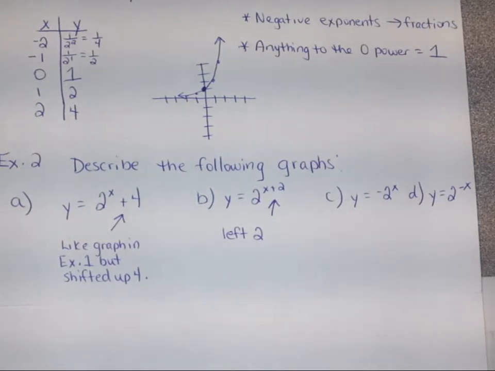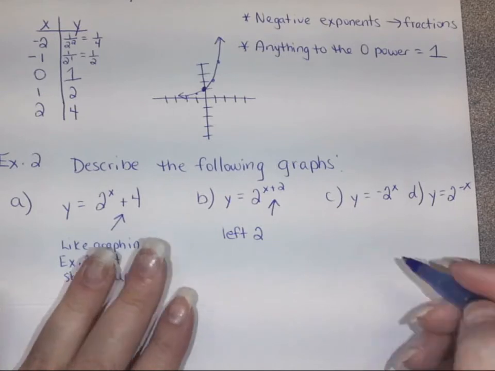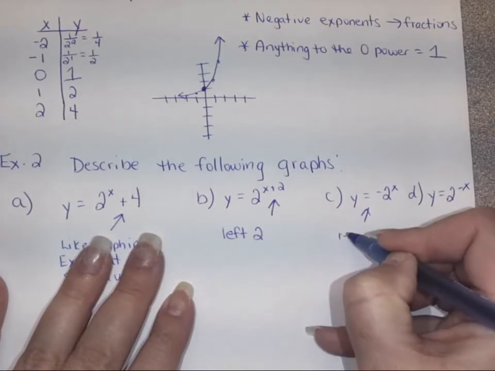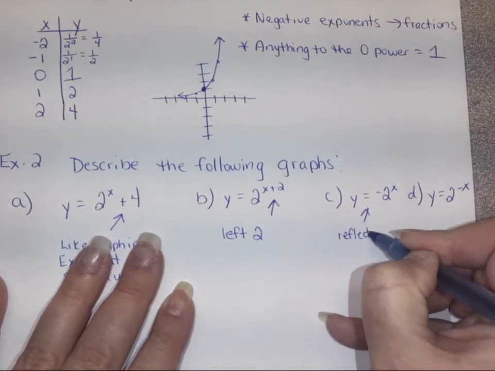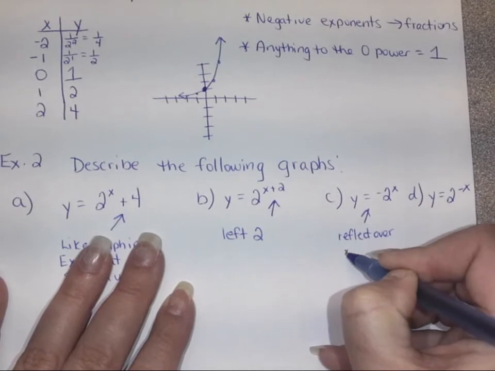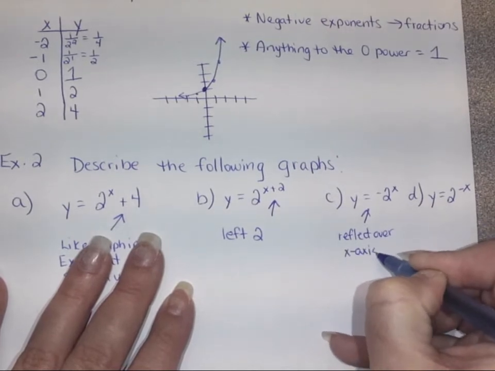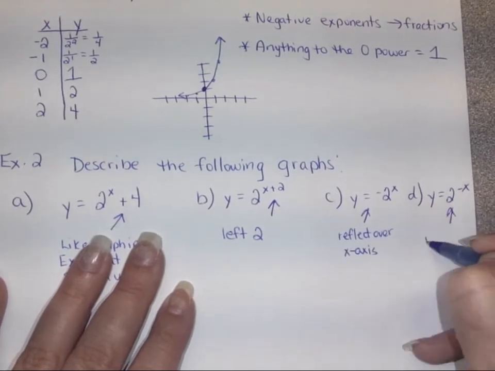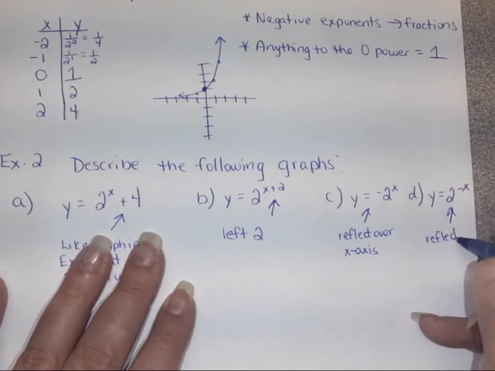And then what about C and D? Both of them are what kind of things? What kind of changes? When you put negative signs in various places, what happens to graphs? They reflect, right? So the one that's in front is a reflection over the x-axis. And then when it's inside, it's a reflection over the y-axis.